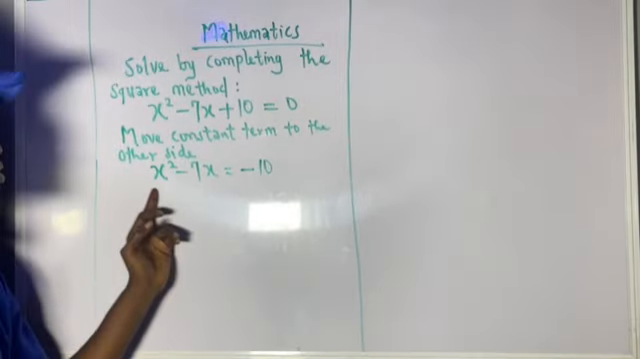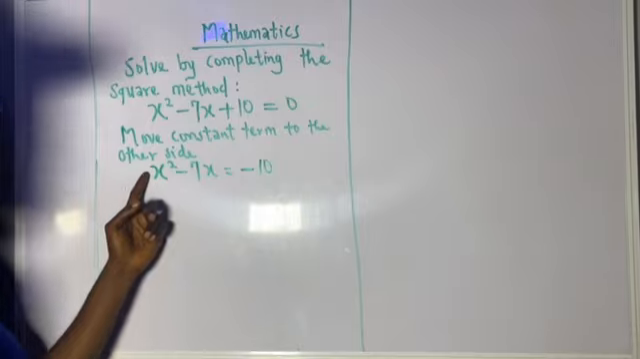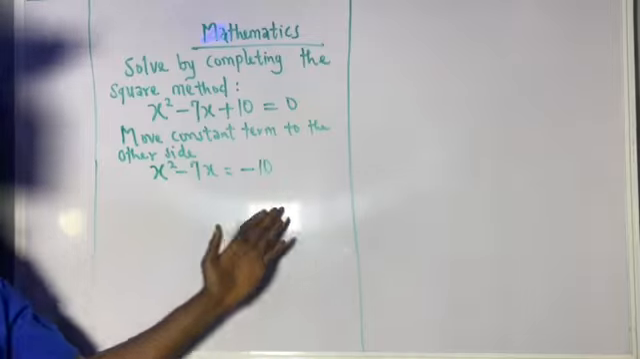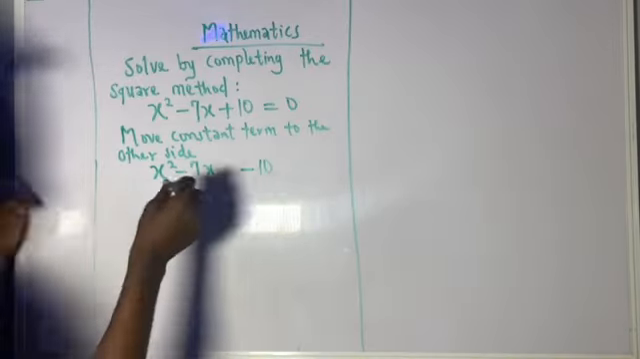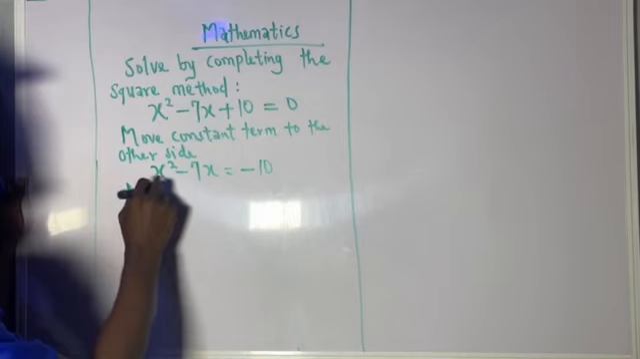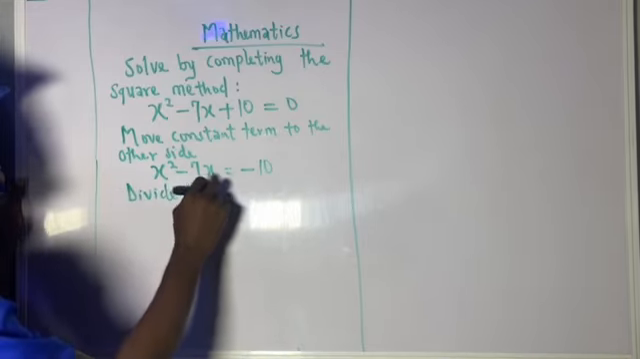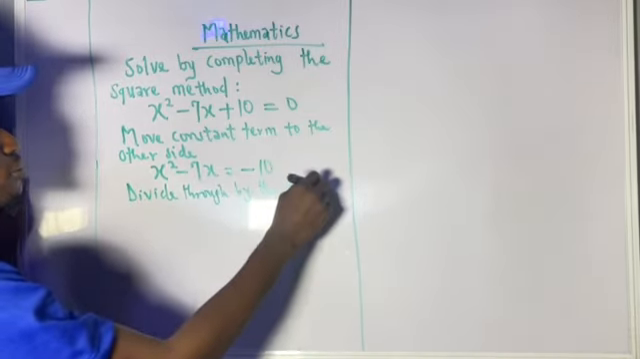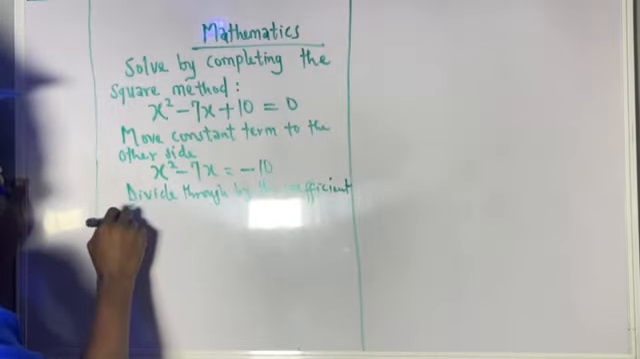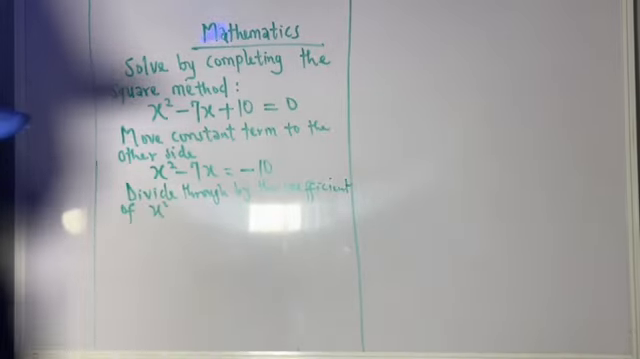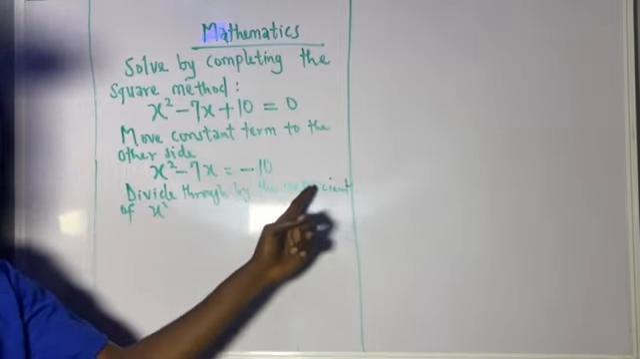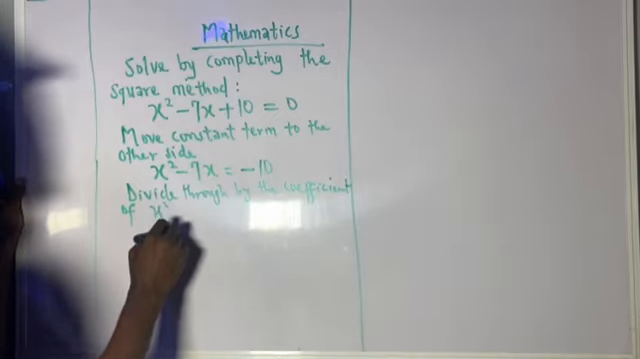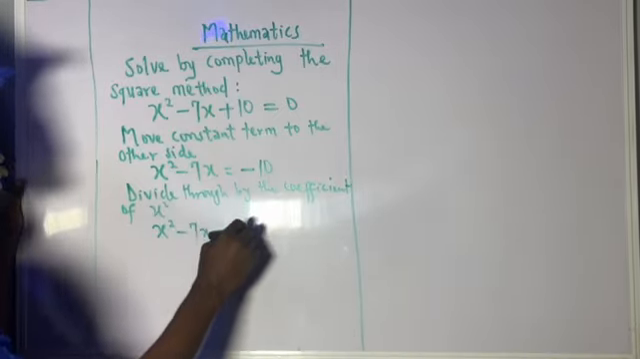Now, the next step is to divide through by the coefficient of x squared. Over here, the coefficient of x squared is 1. So dividing everything by 1 is still the same thing, but let's just write it. Divide through by the coefficient of x squared. In this case, the coefficient of x squared is 1. If you divide everything by 1, we still get the same thing. So we still have x squared minus 7x equal to negative 10.